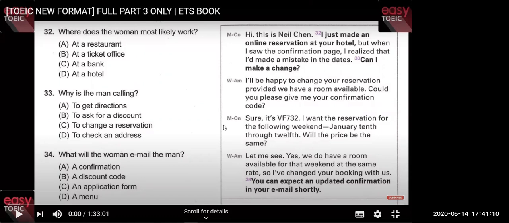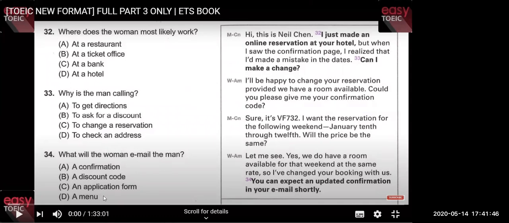Okay, so can you all see that? We have some questions. Questions 32, 33, and 34. Where does the woman most likely work? At a restaurant, at a ticket office, at a bank, at a hotel? Why is the man calling? To get directions, to ask for a discount, to change a reservation, to check an address? What will the woman email to the man? Confirmation, a discount code, an application form, a menu.